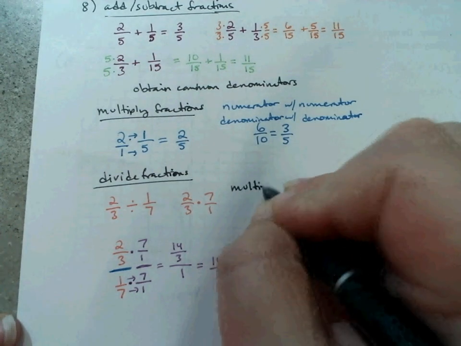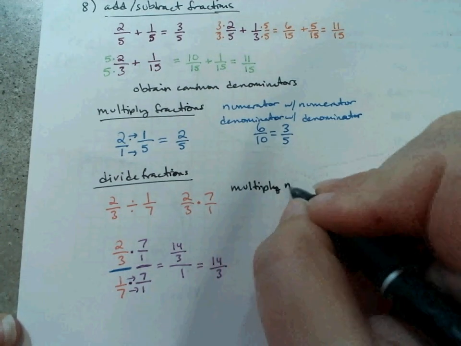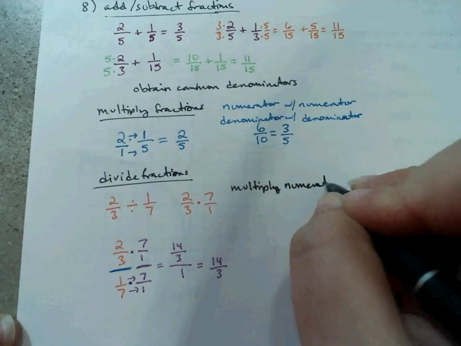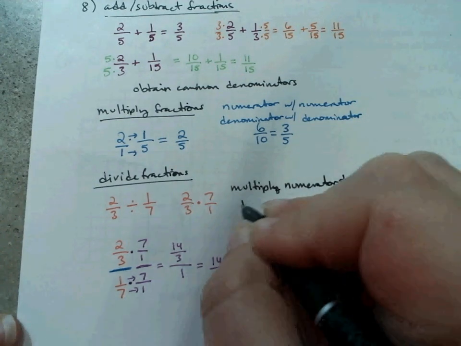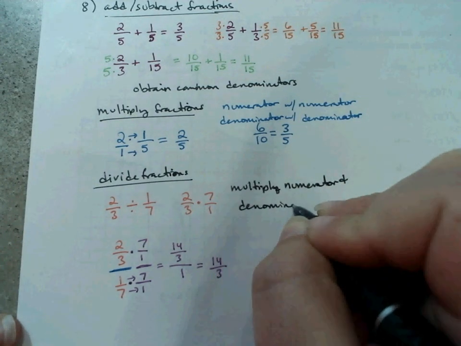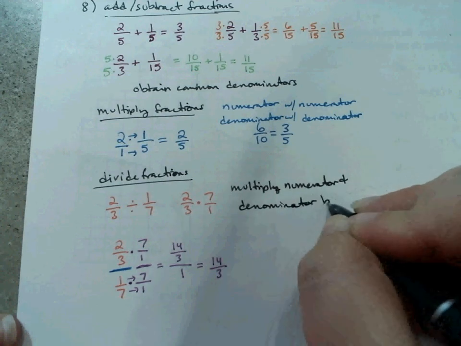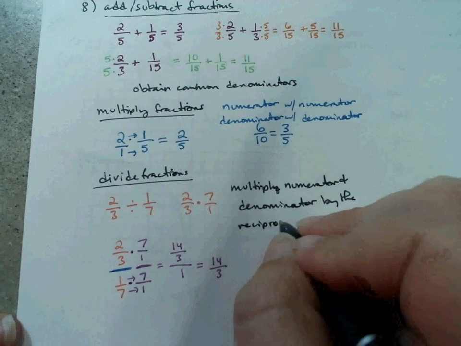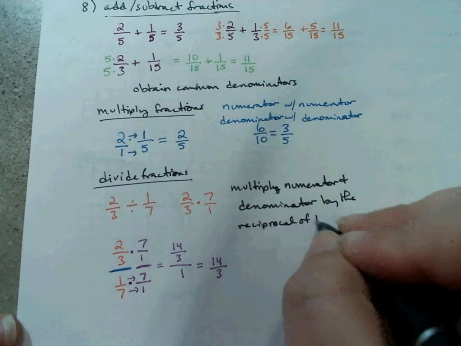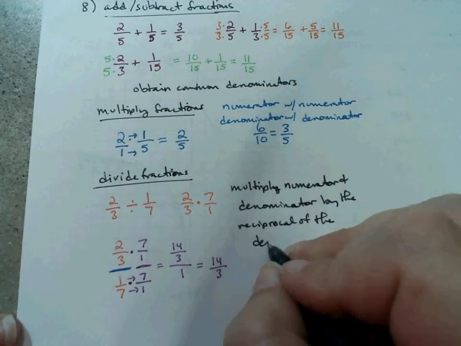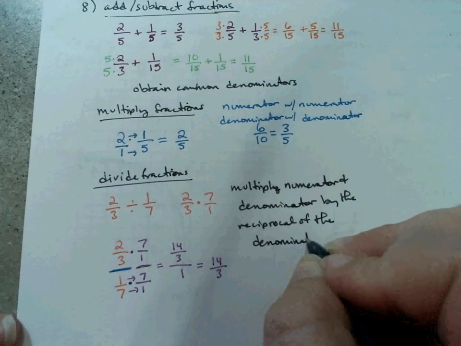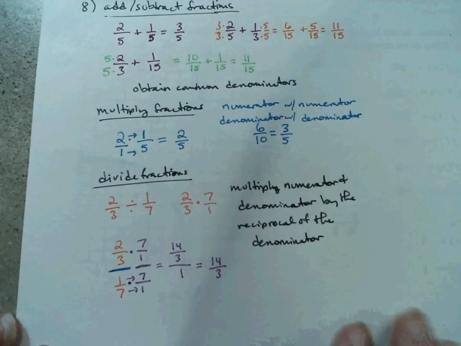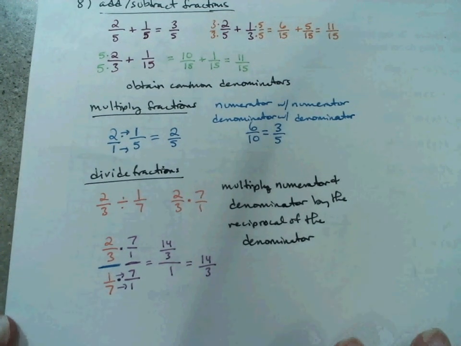So if I were to write it out, I would say multiply numerator and denominator by the reciprocal of the denominator. Okay?